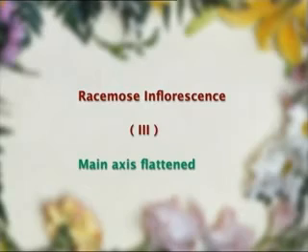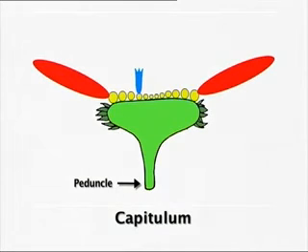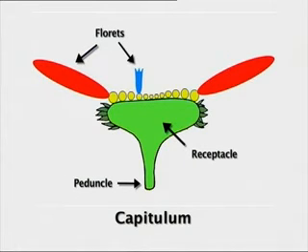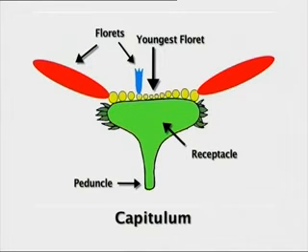We now come to the third and last category of the racemose inflorescence, that is where the main axis is flattened. This category is represented by the capitulum. In capitulum, the main axis is flattened into a more or less convex structure called the receptacle. The latter bears numerous small and sessile flowers termed as florets. These florets are arranged in a centripetal manner, that is, youngest flowers in the center and oldest towards the periphery.